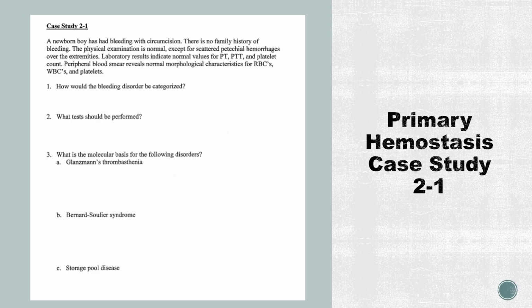Okay, how would the bleeding disorder be categorized? What tests should be performed? And what is the molecular basis for the following disorders? So Glanzmann's thrombasthenia, Bernard-Soulier syndrome, and storage pool disease. So work on that, think about it, and then when you come back, we'll talk about it.